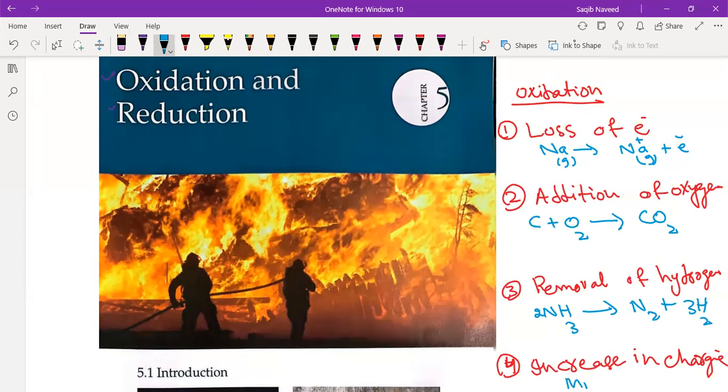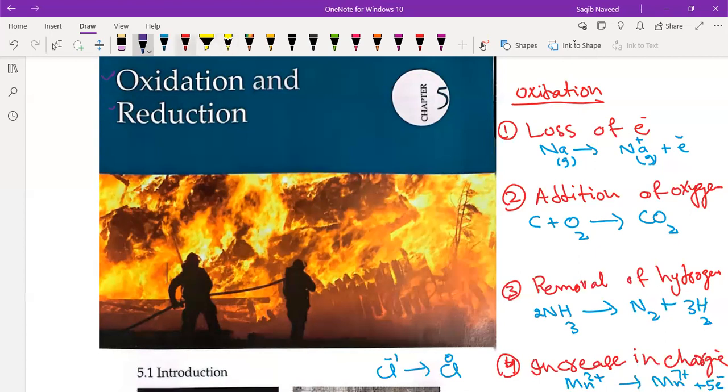What is increase in charge? Commonly we will study it as Mn2 plus from Mn7 plus. That means it is removing 5 more electrons. So whenever you see there is an increase in charge from 2 plus to 7 plus, that is oxidation. If it is Cl minus to Cl, that is also oxidation because -1 is the lower value and 0 is the higher value.